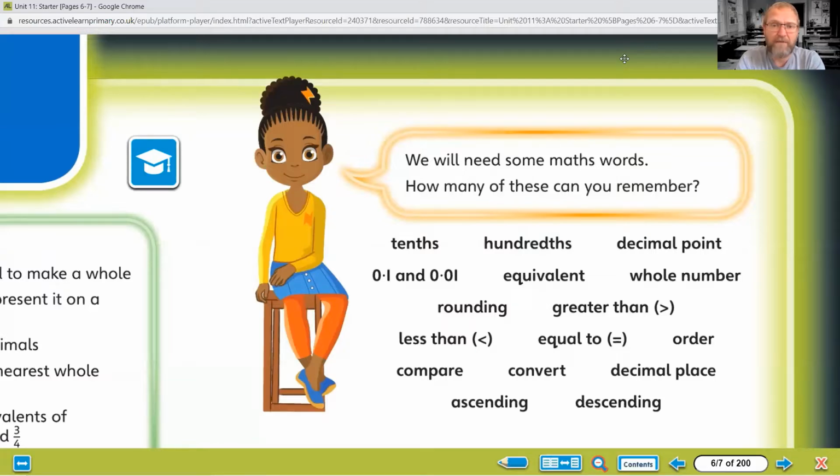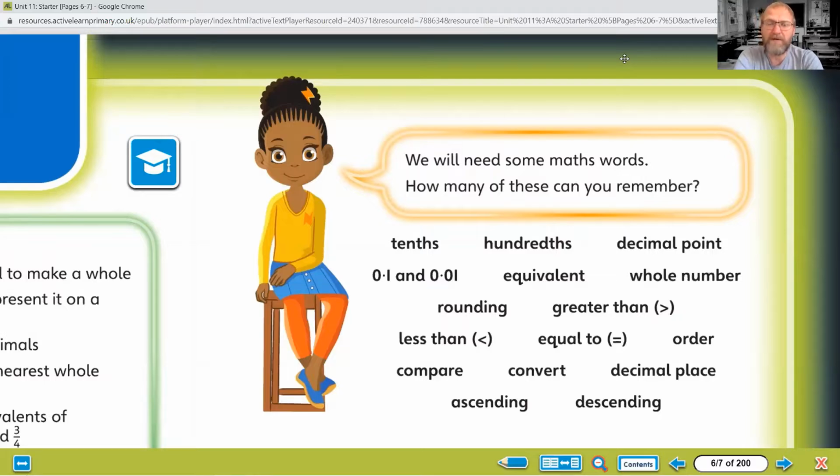So here we've got an example, 0.1 is 0 ones and 1/10. And here we've got 0.01, which is 0 ones, 0 tenths, and 1/100th. Okay, equivalent just means the same as. A whole number means a number without a fraction or a decimal. We sometimes call that an integer.